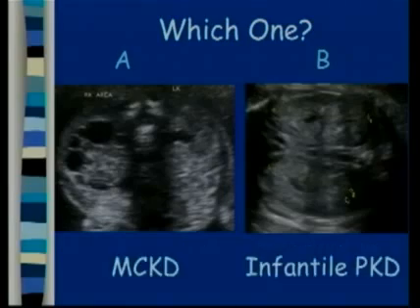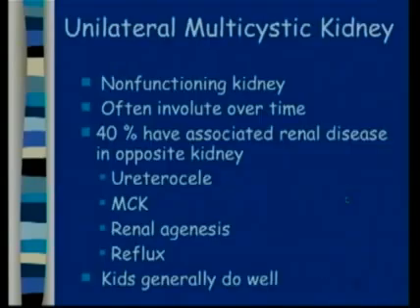And that is large for any time in gestation because a normal fetus should have kidneys that measure 4 to 5 centimeters at term. So these are large and echogenic and fairly classic for infantile polycystic kidney disease or autosomal dominant. So let me just tell you one or two things about multicystic cystic kidneys.